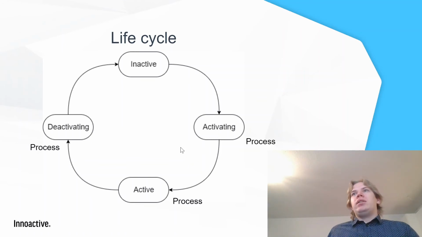So when we enter a stage, we execute a process related to this stage. So an entity can have up to 3 processes. One for the activating stage, one for the active stage, and one for the deactivating stage.